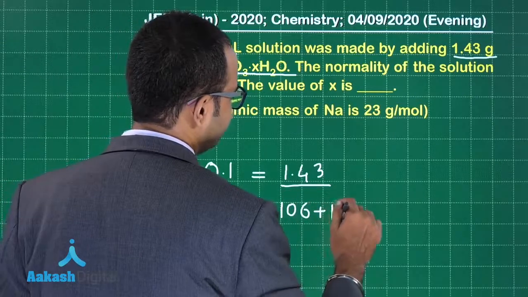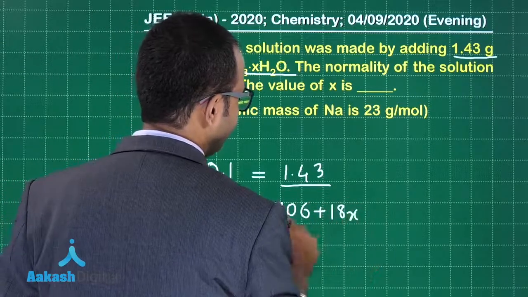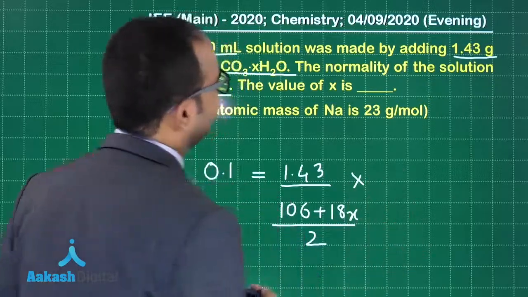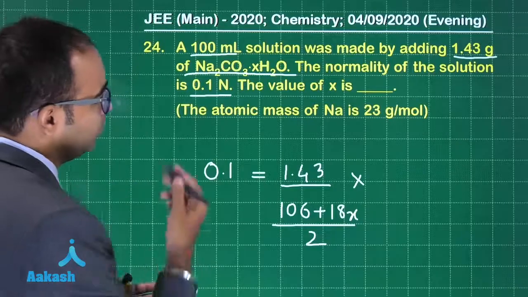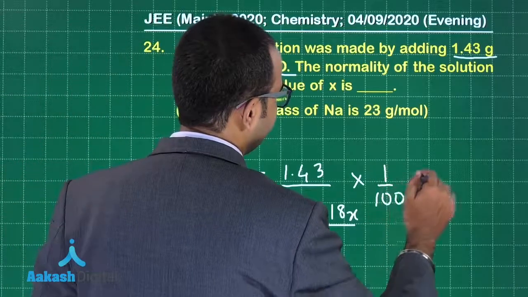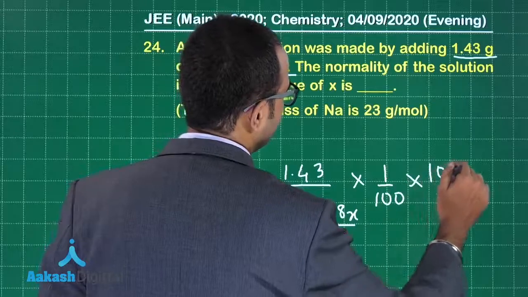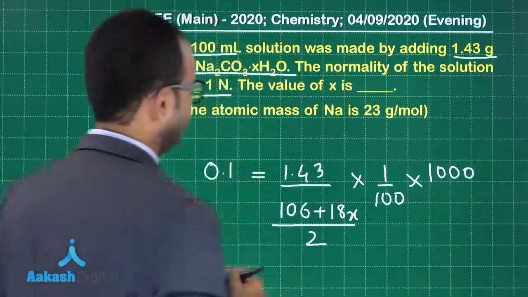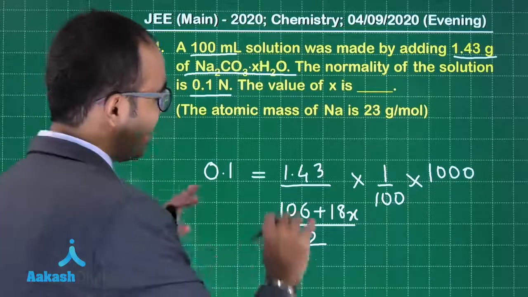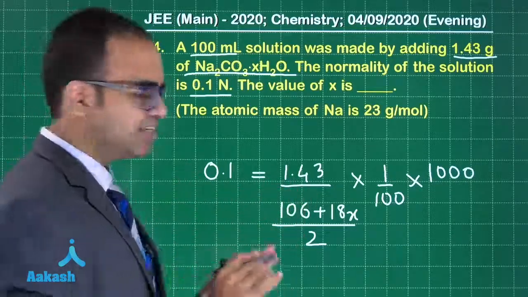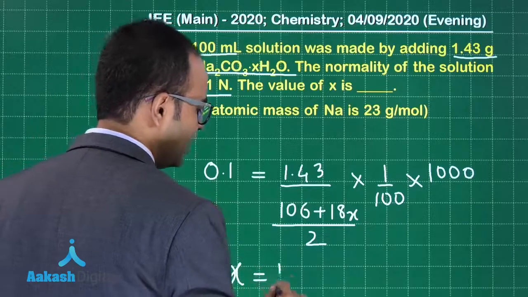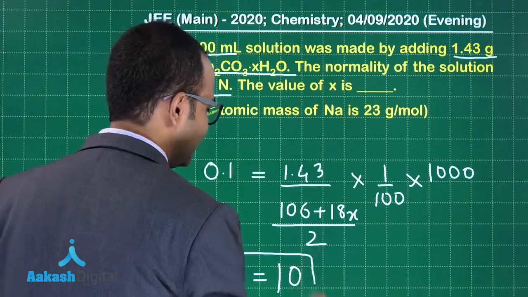106 plus 18x, divided by 2, and this will be multiplied by the volume. What is the volume? The volume is 100 ml. So 1 upon 100 into 1000, guys. You just apply the formula for normality, and as I solve this equation, I will get the value of x as 10, guys.